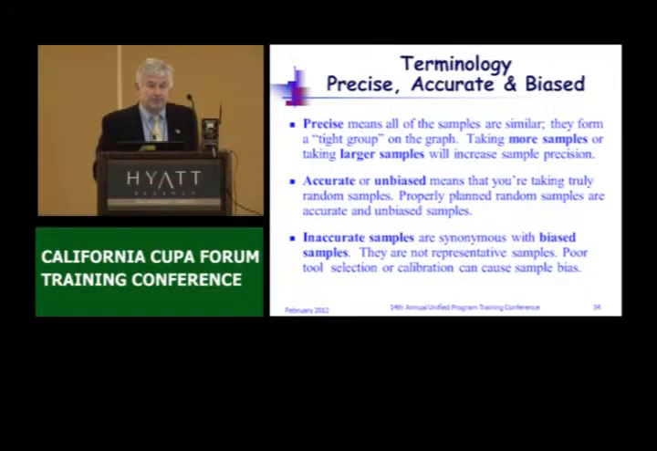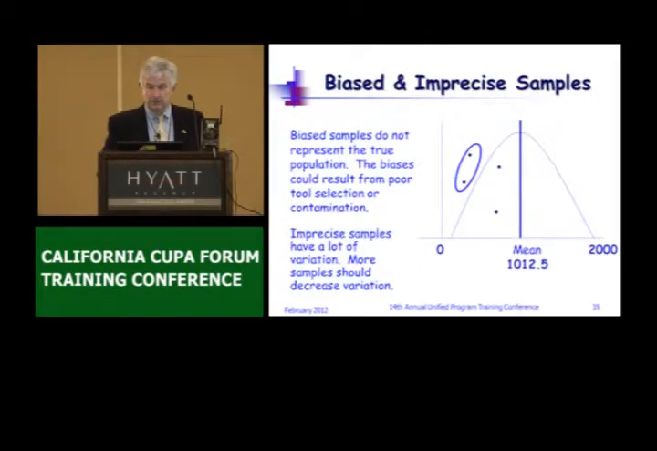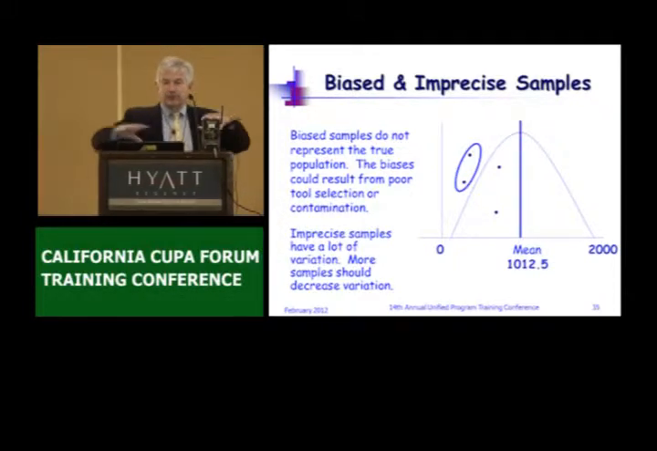So precise means that the samples are similar. And you increase precision by taking larger samples or more samples. Accurate or unbiased is truly random. And inaccurate is synonymous with biased samples. Let's look at some. Now this would be an example of both biased and imprecise.